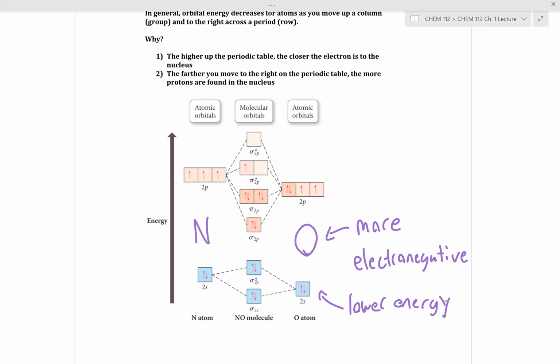Let's talk about one last thing before we go, and it's a very quick calculation to help us interpret these molecular orbital diagrams.